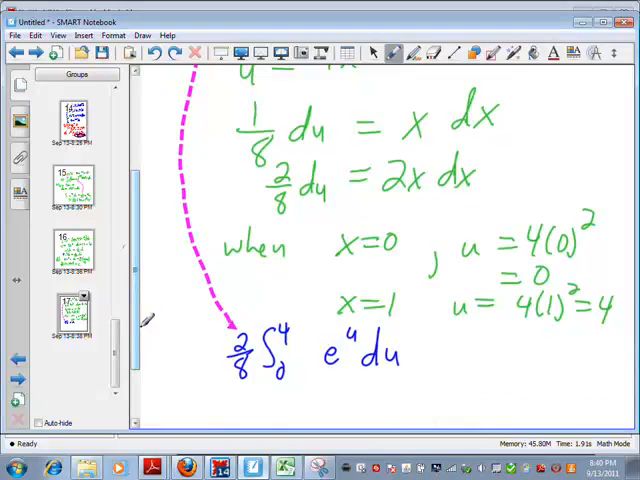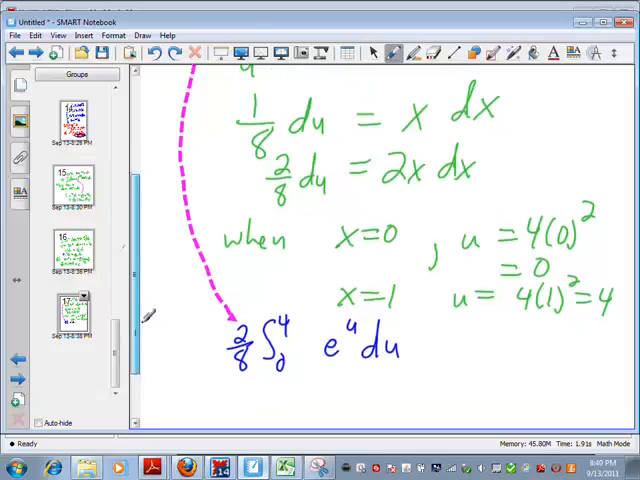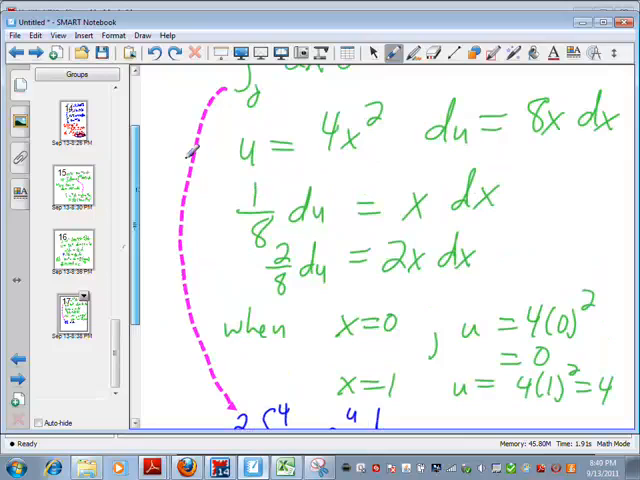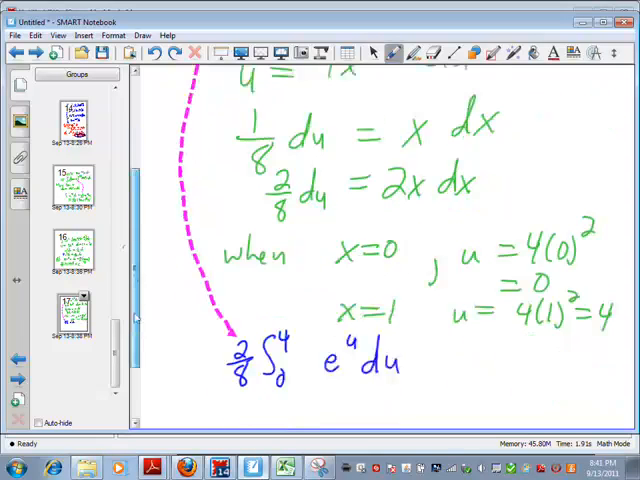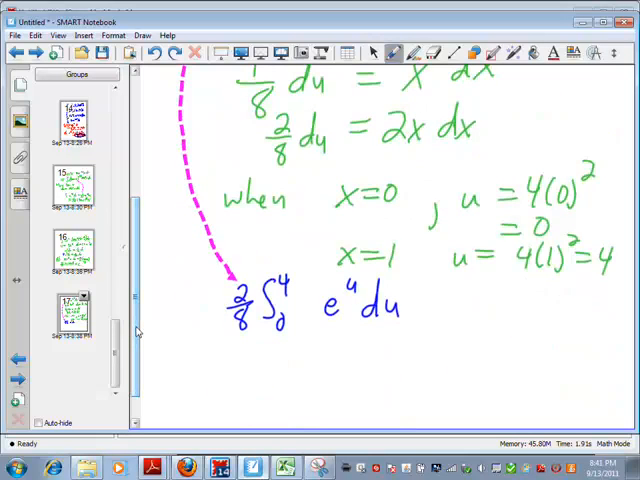Remind me again how we went from 0 to 1 to 0 to 4. Right, so u and x have a relationship. U is 4x squared. So when x is 0, u is 4 times 0 squared, which is 0. And when x is 1, u is 4 times 1 squared, which is 4. So x going from 0 to 1 implies u goes from 0 to 4.